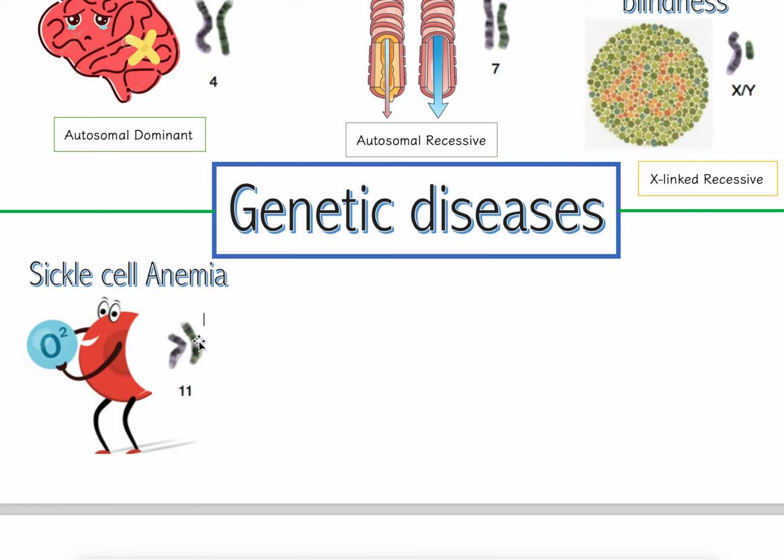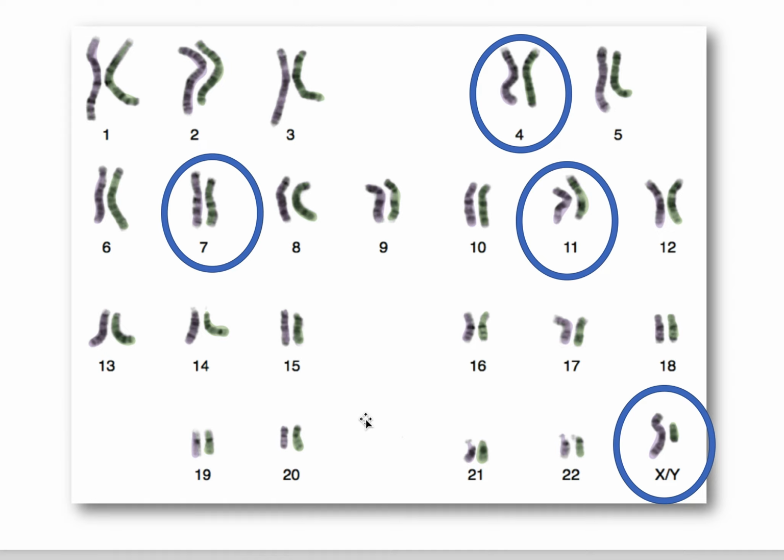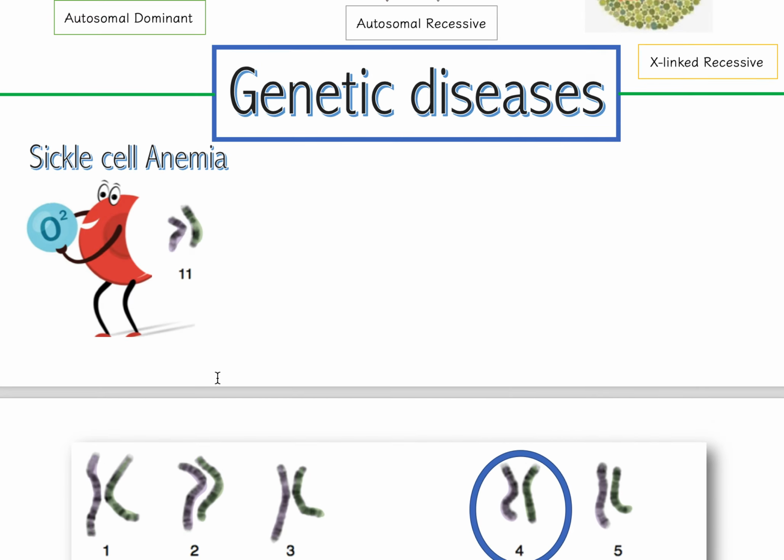And this is found on chromosome 11, so it's an autosomal disease. Remember, autosomal refers to any of the chromosomes from pair 1 to pair 22. Sex chromosomes is this last pair. So sickle cell anemia is an autosomal recessive condition. Recessive, again, that means you need both of your alleles to be small lettered or recessive, okay?